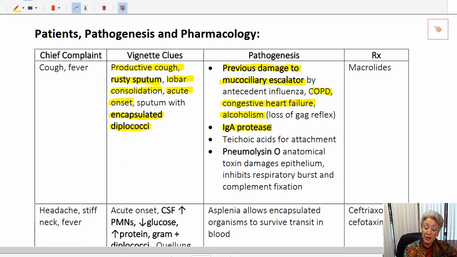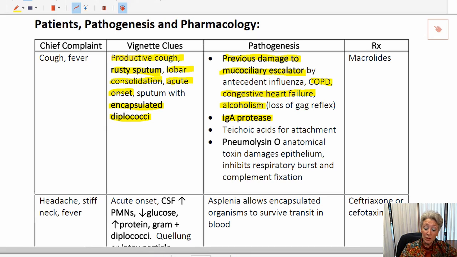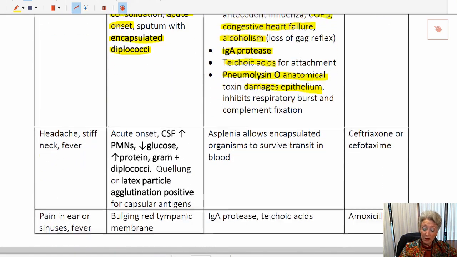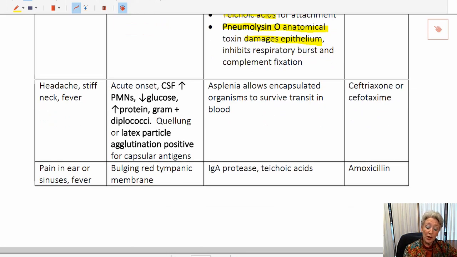It is an IgA protease producer, so it destroys the local immunity. It uses teichoic acids for attachment, and it has a toxin named pneumolysin O that damages the respiratory epithelium, shuts down the respiratory burst, and inhibits complement fixation. So it's a serious pathogen. We treat with macrolides.